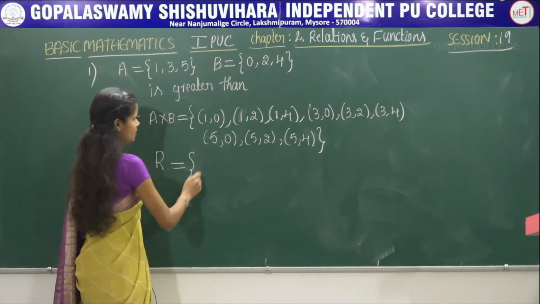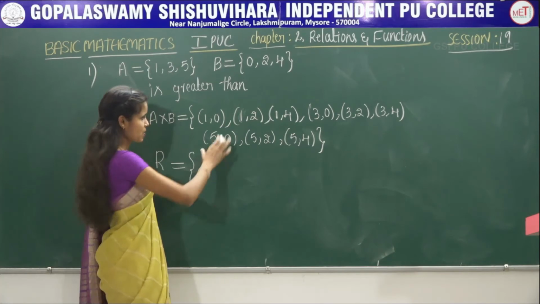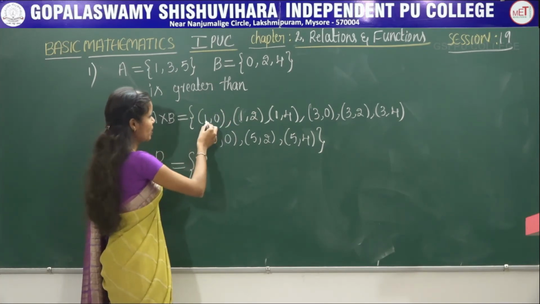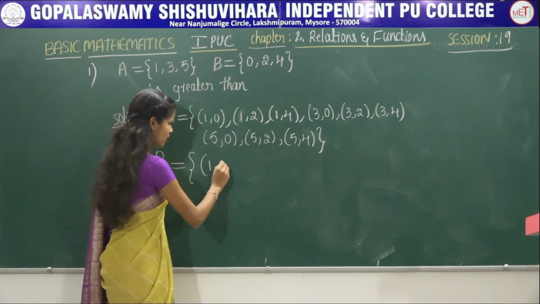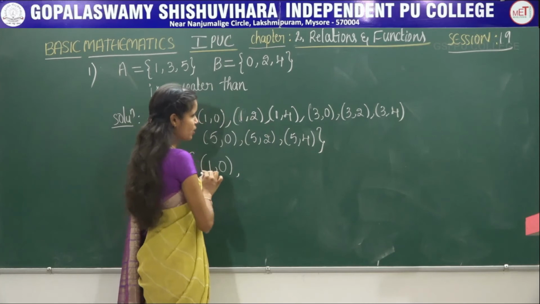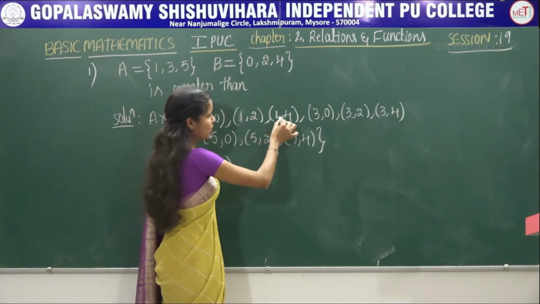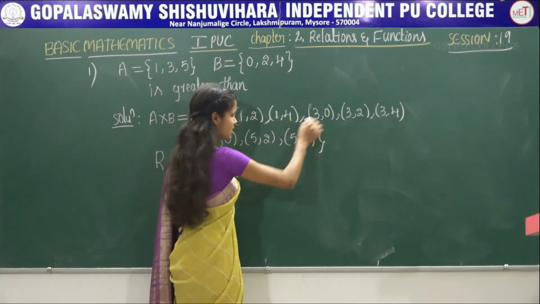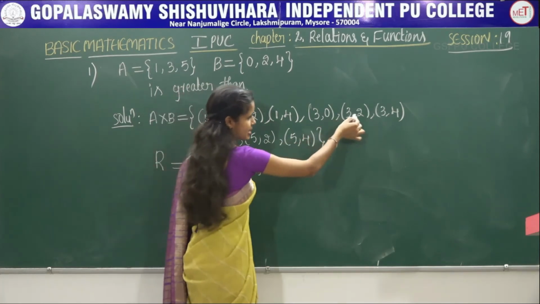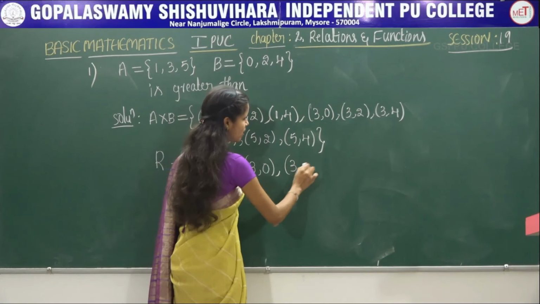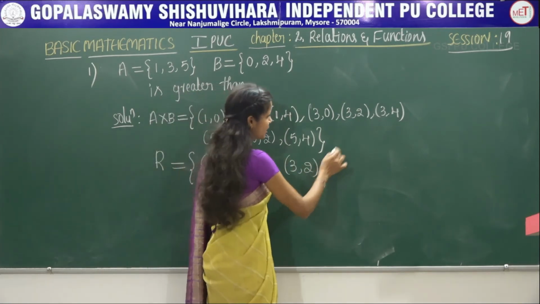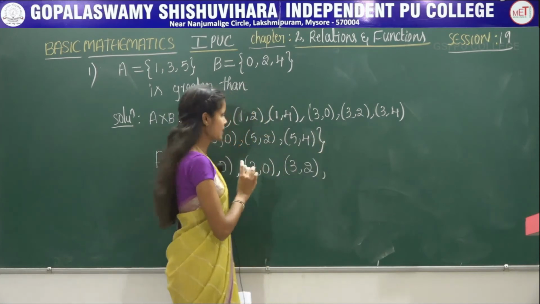For the relation, verify which of the ordered pairs satisfy the condition is greater than or not. Okay, 1 is greater than 0, true, therefore ordered pair 1, 0 is an element. 1 is greater than 2, false, not an element. 1 is greater than 4, false. 3 is greater than 0, therefore ordered pair 3, 0 is an element. 3 is greater than 2, true, therefore ordered pair 3, 2 is an element of the given relation. 3 is greater than 4, false.